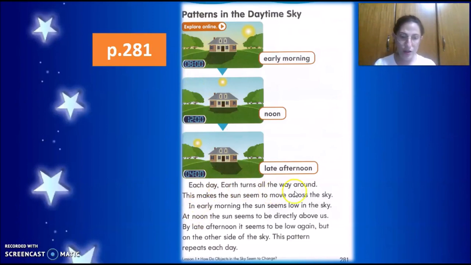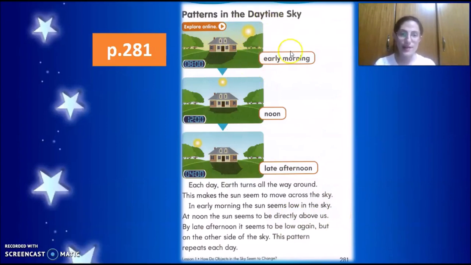Each day, Earth turns all the way around, as we said. This makes the sun seem to move across the sky. So is it actually moving across the sky? No. They're telling us that in early morning, the sun seems low in the sky. So we could spot that it is low in the sky where?